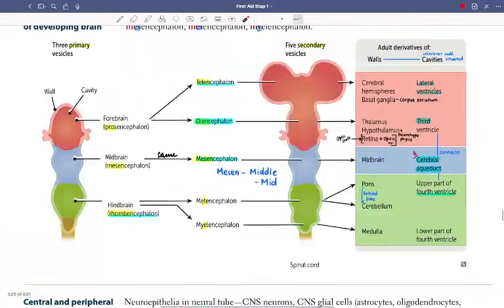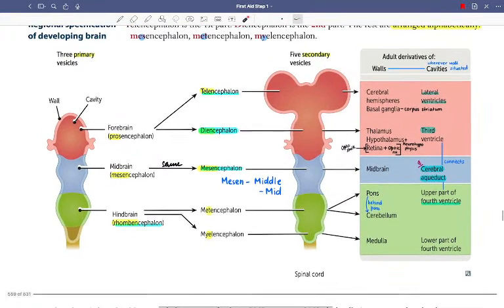Once more, just do this quickly. Prosen is Telan and Dian. Prosen, Telan, Dian, cerebrum, two hemispheres, lateral ventricle, and then what do you have next? Beneath that you have basal ganglia. Next you have meson. Meson is middle. Middle means midbrain. That is going to be third ventricle, because after this you'll get that cerebral aqueduct.